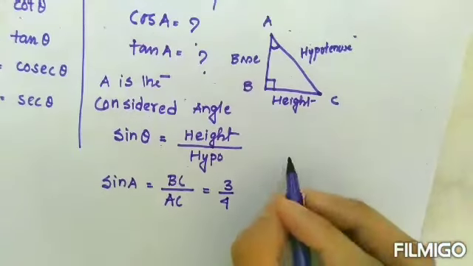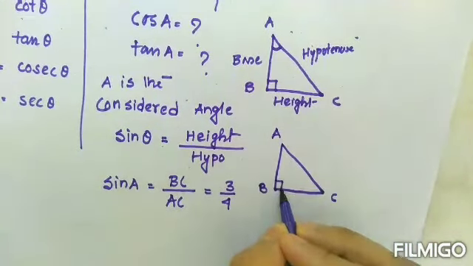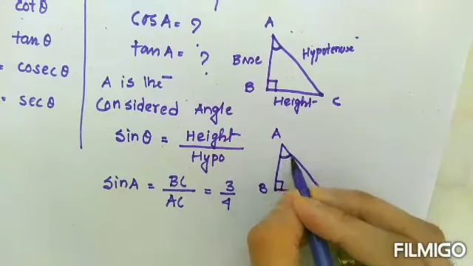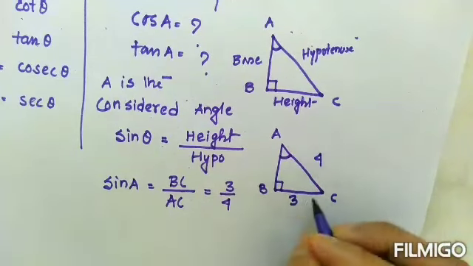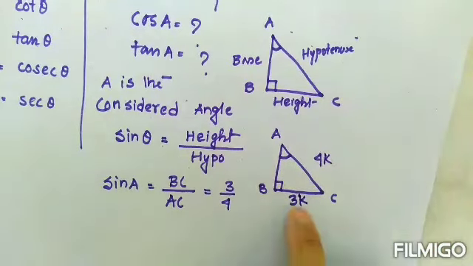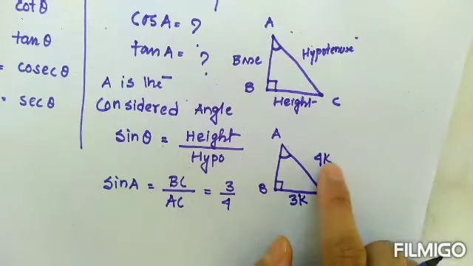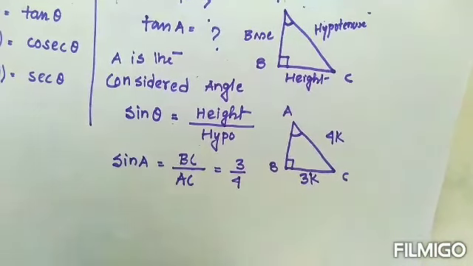So we can conclude here in this triangle ABC that this one is 3, this one is 4. Yes or no? Or you can say this one is 3k and this one is 4k. Why am I taking 3k and 4k? Because we have already told that these are ratios, which means some multiple might be there, and we are not considering that. After simplification, you will get 3/4.